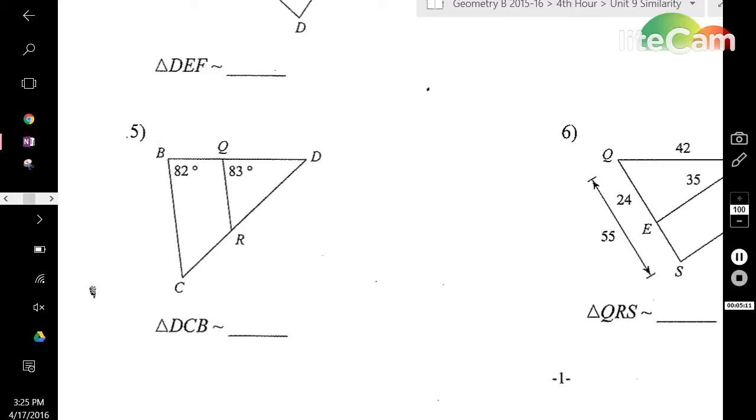Look at number 5. Out of the 3 options or theorems, you can't use side, side, side because you have no side lengths marked. You actually can't use side, angle, side because of that very same reason. So we got to look at using angle, angle.